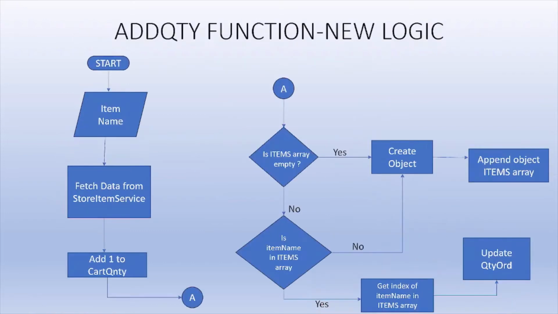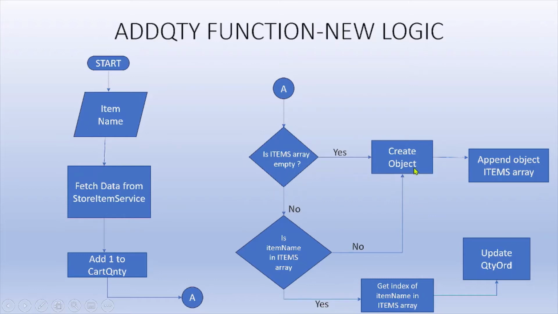One way to do that is something like this. So item name comes as a parameter to the add quantity function. We fetch data from service. We add one to cart quantity. But now we have a decision box, right? This symbol, a flowcharting symbol that is what is called a decision box, is used to ask questions, right? So here we have the question, is items array empty?